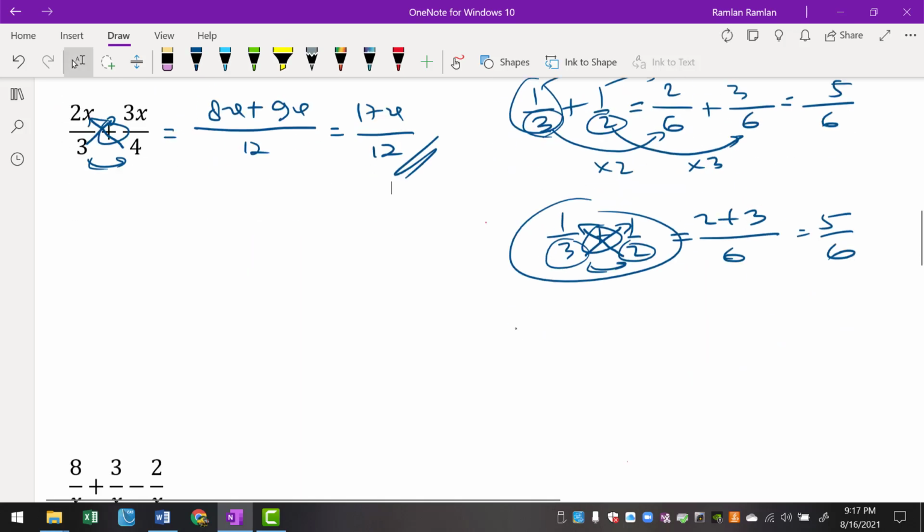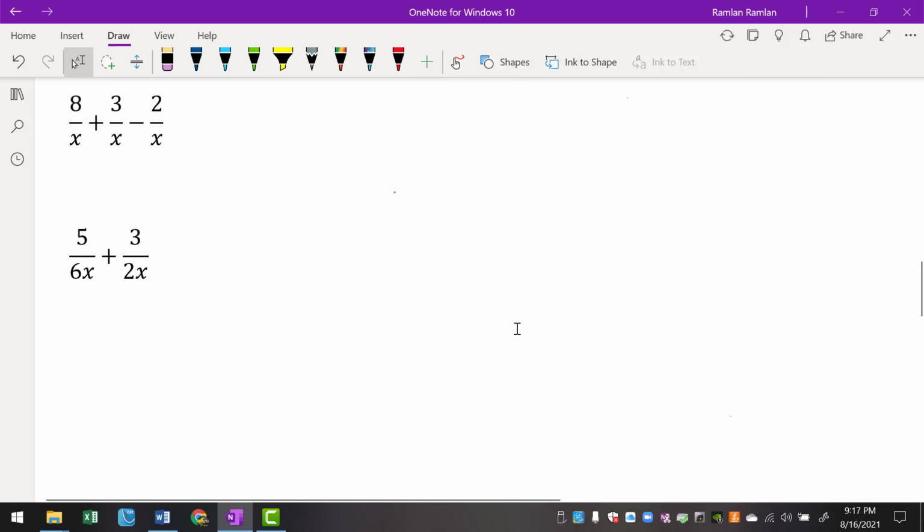Okay, quite easy, right? Okay, the next thing is this one. This is actually the same. Again, like I said before, you only need to make sure that the denominators are the same. In here, we have the exact same denominator, right? So what you need to do is just add and subtract all the numerators. We have 8 plus 3 minus 2. 8 plus 3 is 11. 11 minus 2 is just 9. So it's 9 over x, and then you're done.